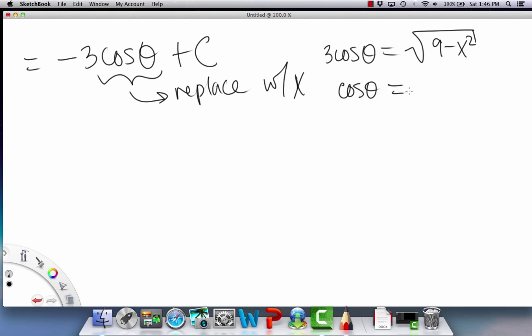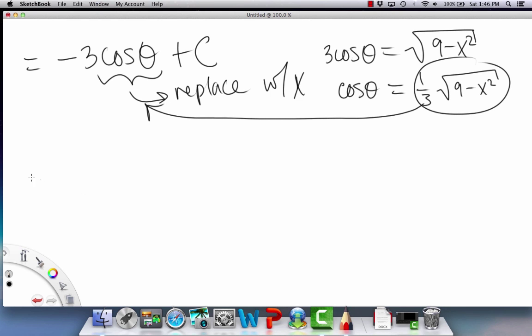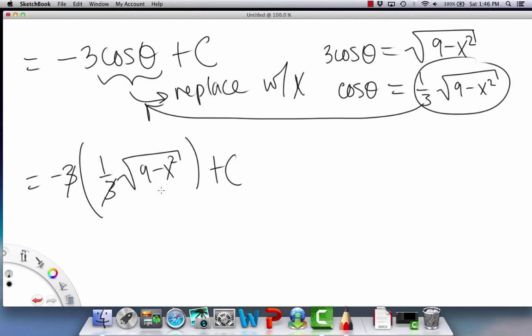Okay, so to get cosine by itself, so we can plug it in, that's the same thing as 1 over 3 times the square root, right? So we're just going to plug this back into the cosine theta spot, and then we'll have our final answer. So negative 3 times 1 over 3 square root, and then that's that, plus c. So the 3's here cancel, and our final answer is going to be a negative square root 9 minus x squared plus c. Okay? So that does it for case number 1.